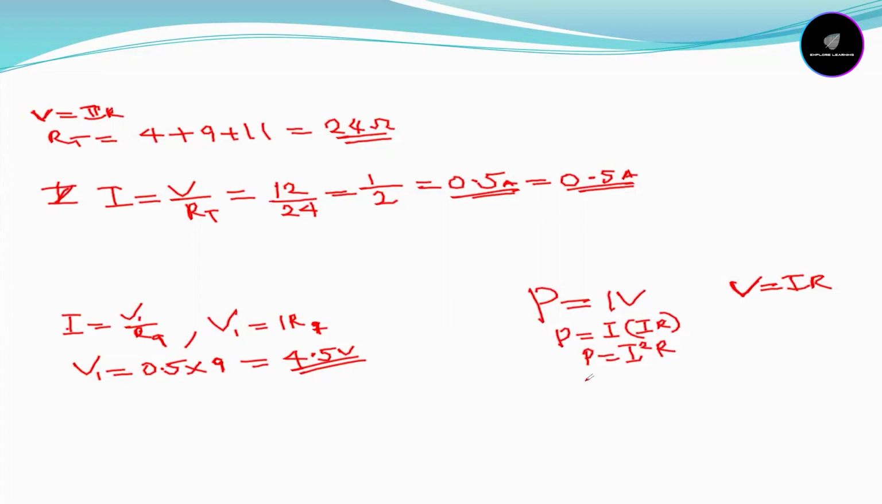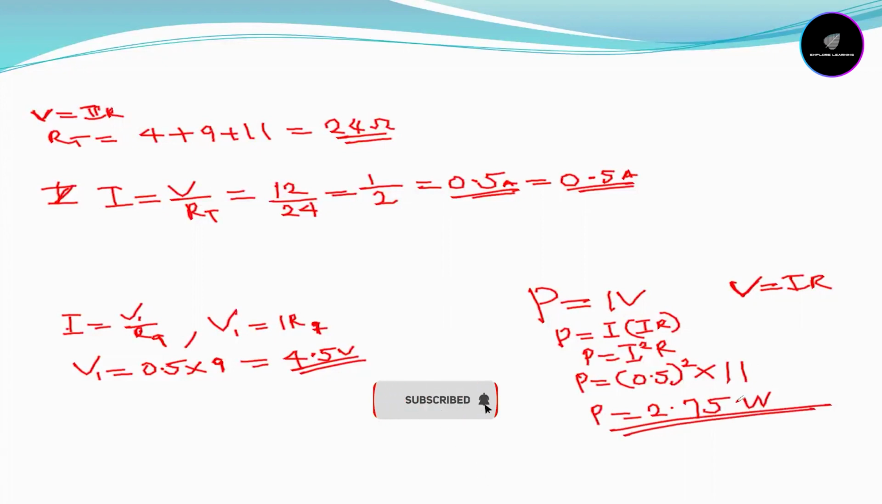So in that case, P equals 0.5 squared multiplied by 11, which is the 11 ohms resistor. In this case, we get P equal to 2.75 watts. This is the answer. So this is pretty straightforward.